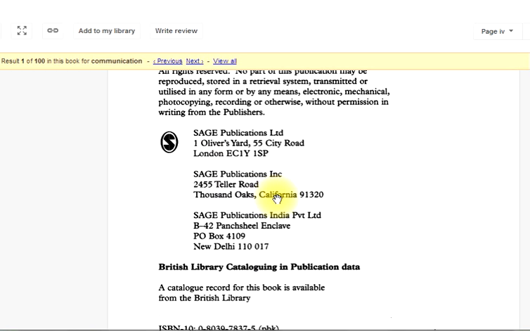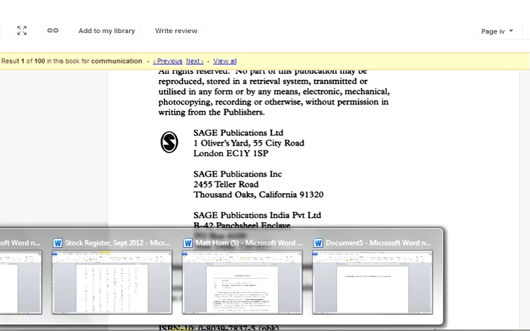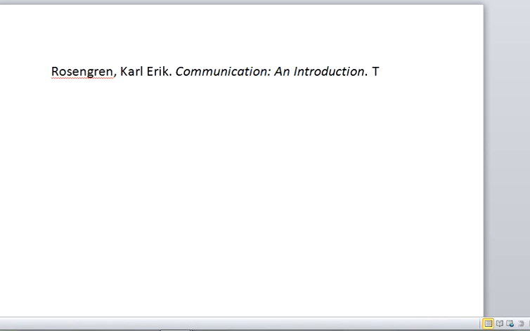Because you're probably using a book in the United States, you should try to pick the first city you get that's in the United States. So let's not do the London edition, let's do Thousand Oaks, California. Now, you need to enter in the city, Thousand Oaks. So we're going to go back over here, go to the document, and put Thousand Oaks.